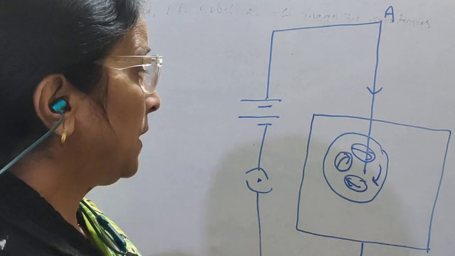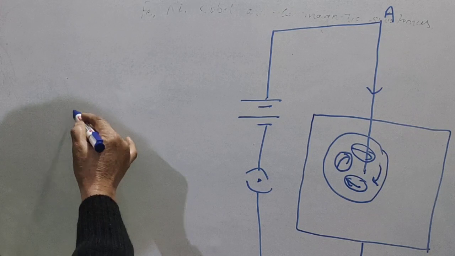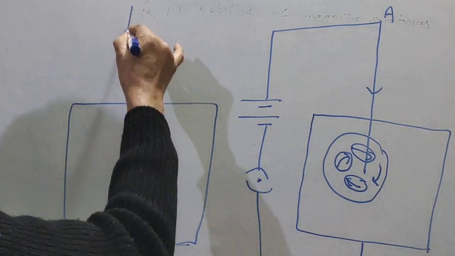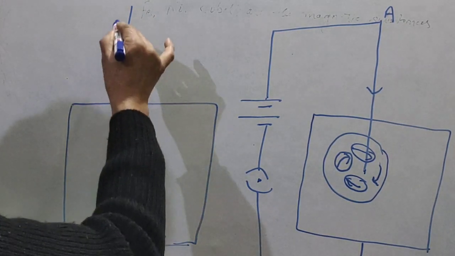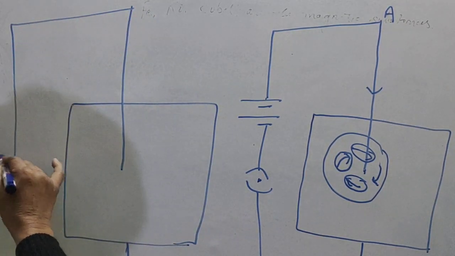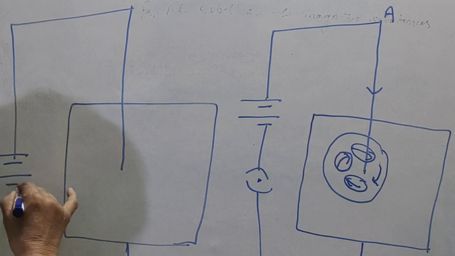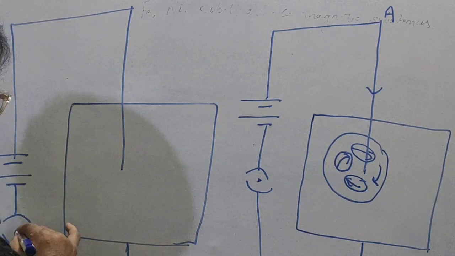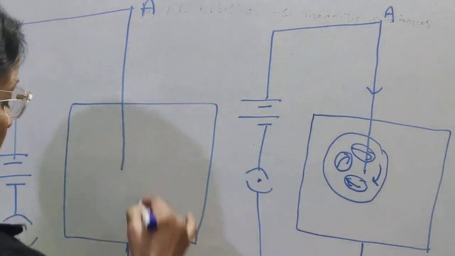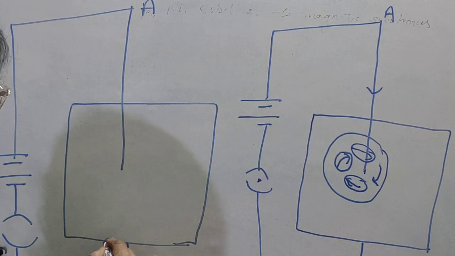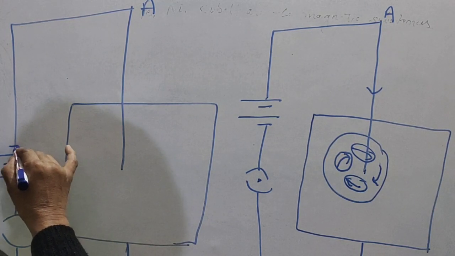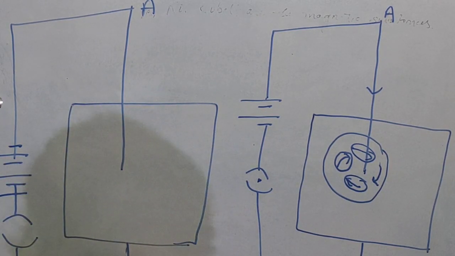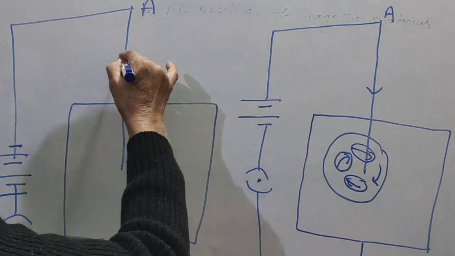Okay, now again we take the two ends of the conductor and connect them with the battery and switch by changing the polarity. By changing the polarity means now the current will flow through the conductor from B to A.